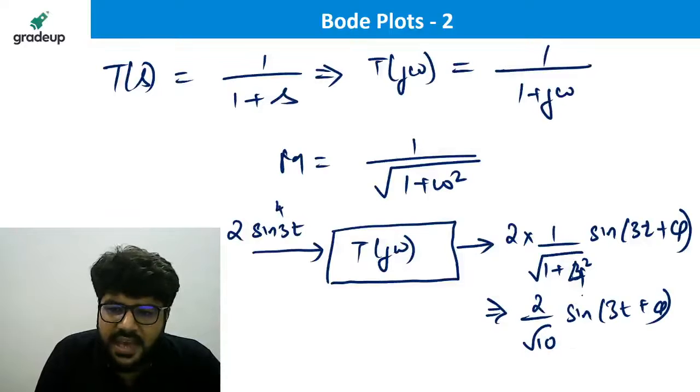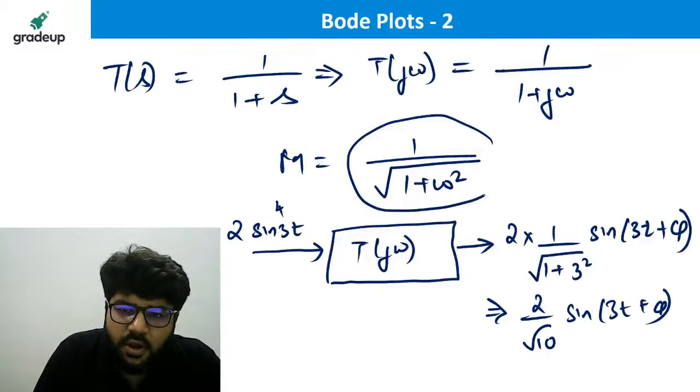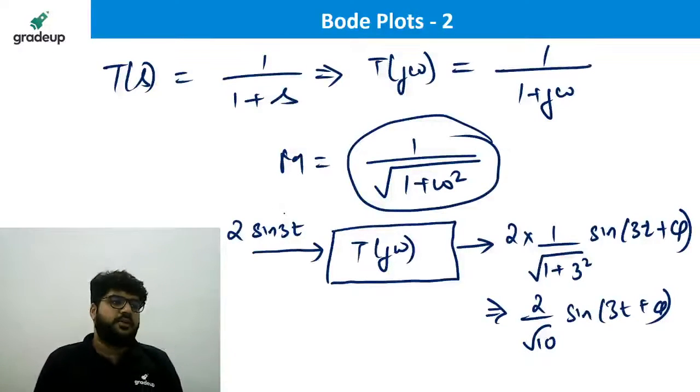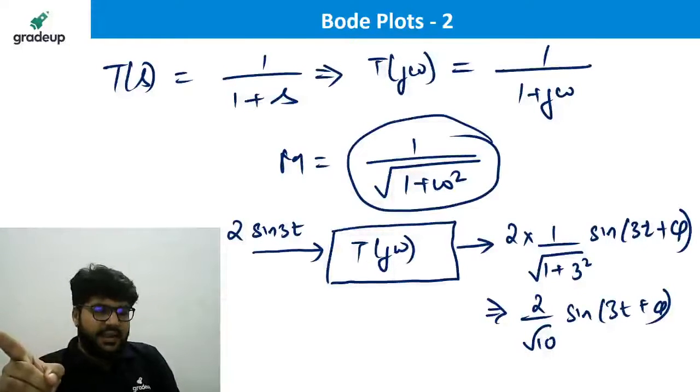That means the output amplitude obviously depends on the system gain, and the system gain is dependent on omega. So every frequency will be passed by a different gain.